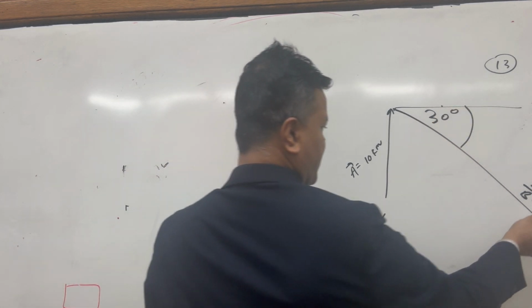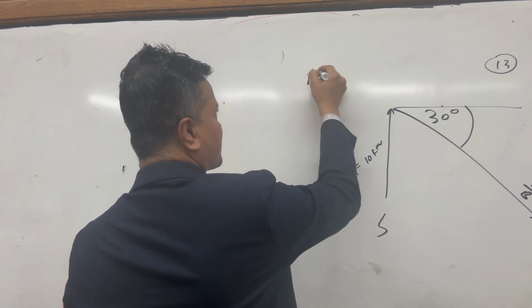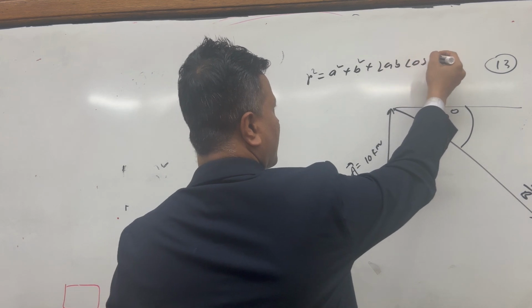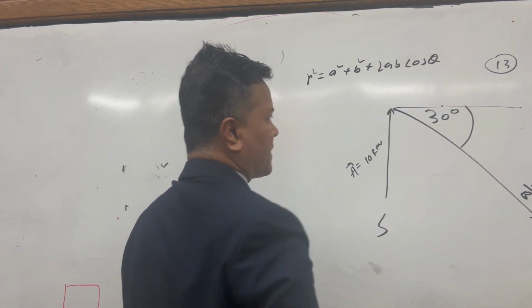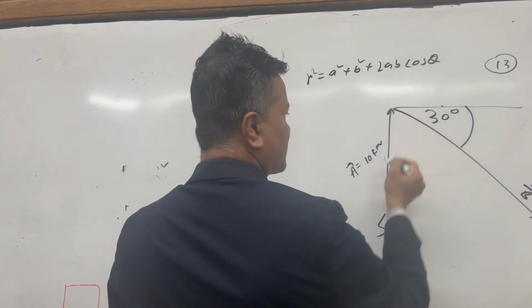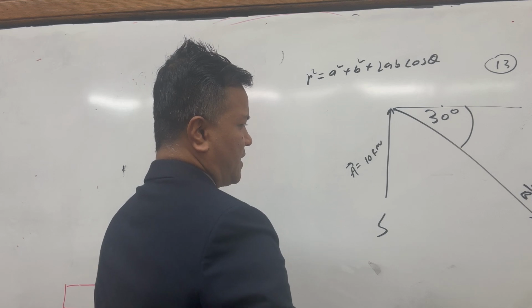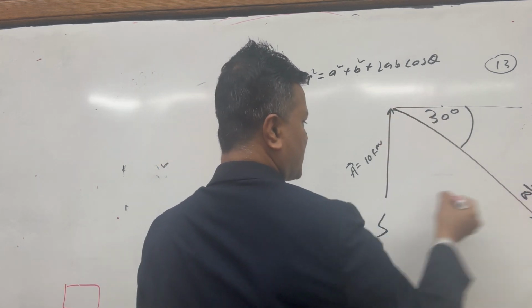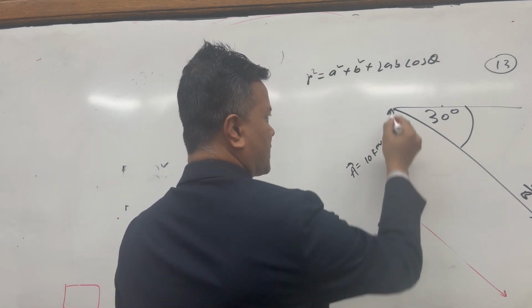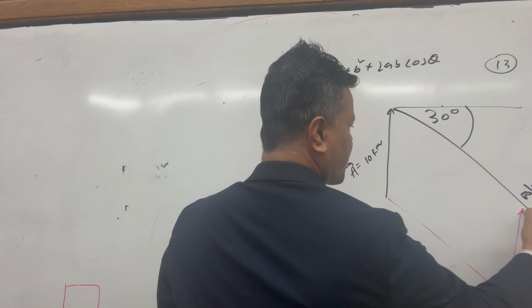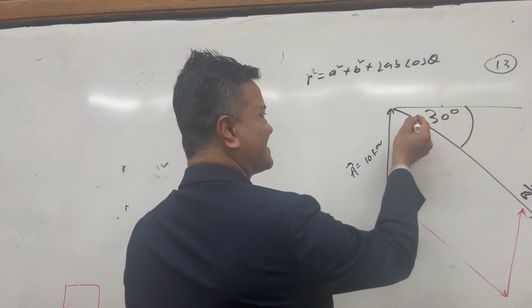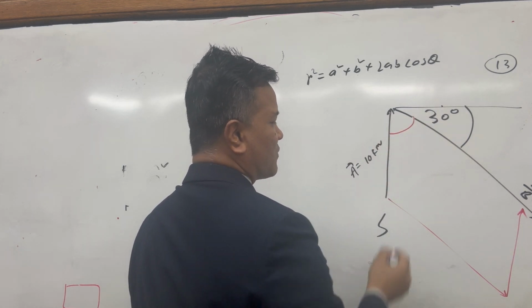Okay, so to use the parallelogram, we have to use the angle between the vectors. This is not the angle between the vectors, so we have to draw the parallelogram. So let's copy this one. I'm going to copy this one right here, and then I'm going to copy this one. Okay, so now let's find this one. If we find this one, then we should be able to find this one.